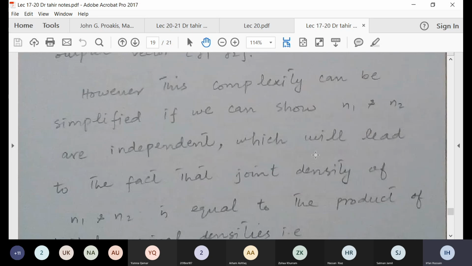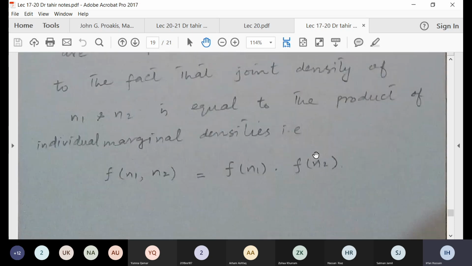This looks like it becomes complex because now you have a vector on which you have to decide, but it can be simplified assuming that n1 and n2 are independent. Once two random variables are independent, you can very well see that the joint distribution is equal to the product of their individual distributions, provided they are independent. Very famous rule. So f(n1, n2) will be equal to f(n1) times f(n2).